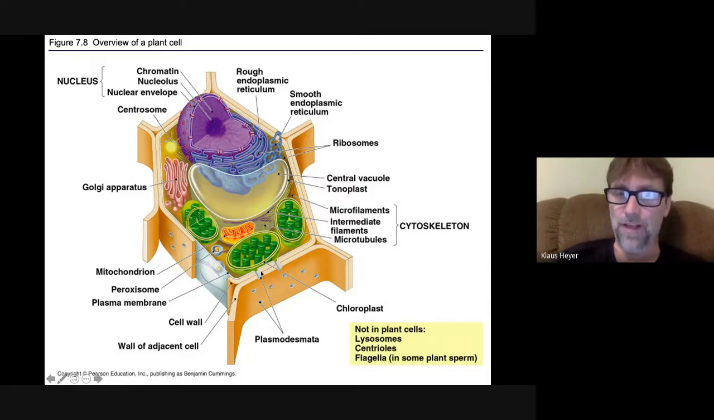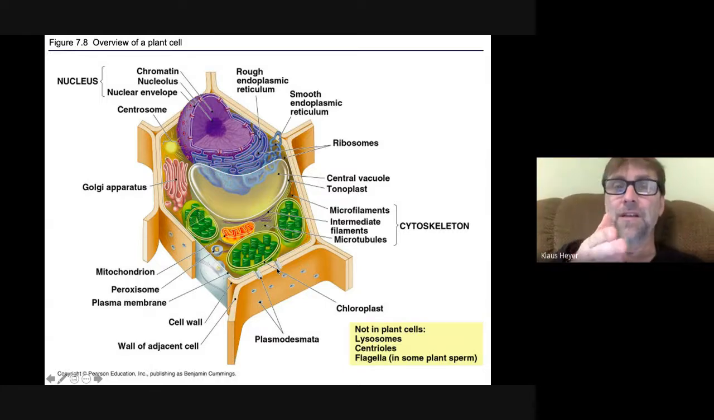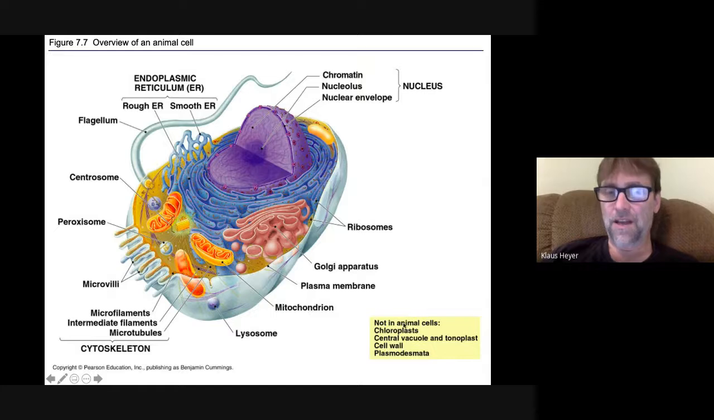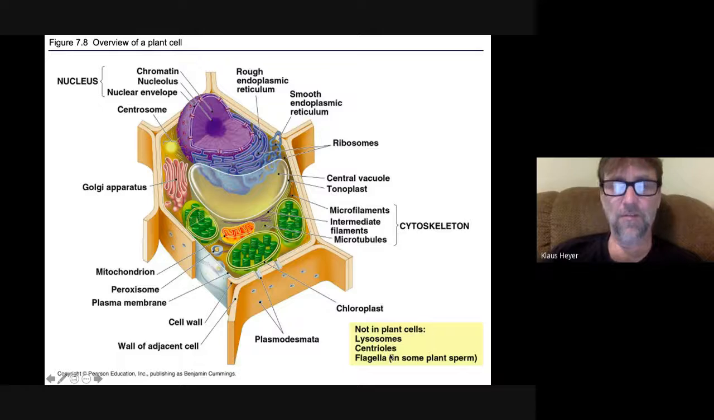These little things are called plasmodesma. They're just little holes to allow movement from one cell to another. If you look at this one, we've got things not in animal cells. Chloroplast, that's where the photosynthesis happens. The vacuole, don't worry about tonoplast. The vacuole, the cell wall. And then, yeah, I guess we talked about the plasmodesma or plasmodesmata, these little holes in between each plant cell.